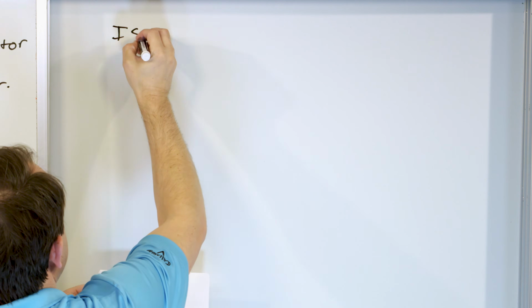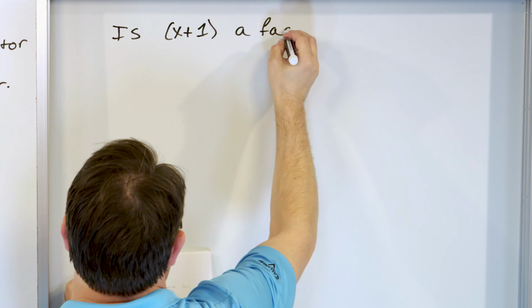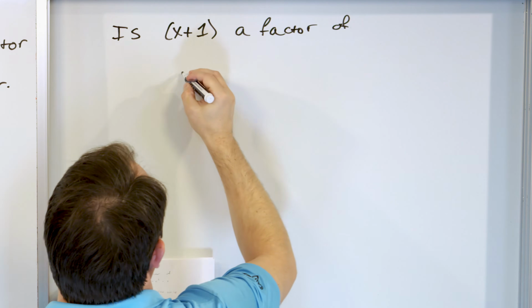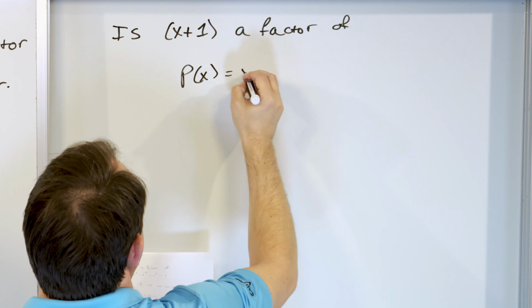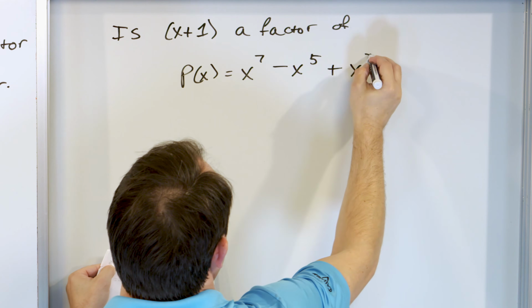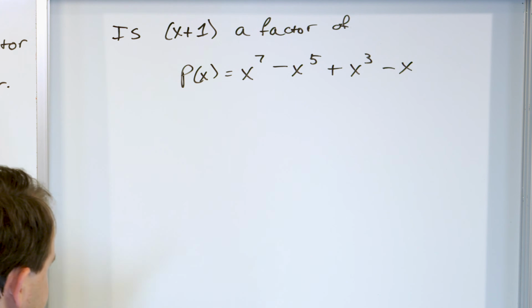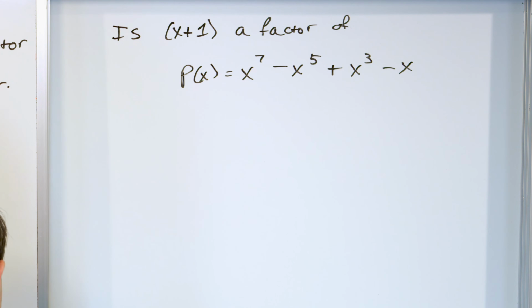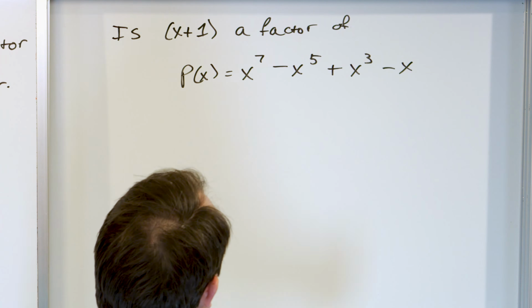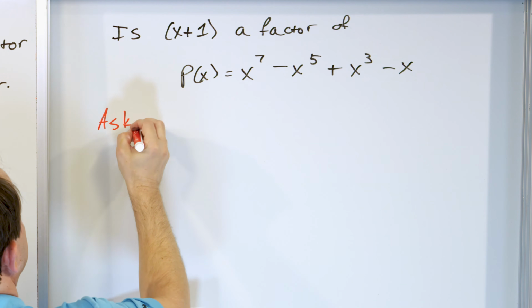But for our last problem of this lesson, to kind of wrap it all up, I want to ask you the question: is x plus 1 a factor of the polynomial x to the 7th power minus x to the 5th power plus x to the 3rd power minus x? So the question is, is x plus 1 a factor of this polynomial? Right? So half of the battle with this stuff is to figure out what it's saying. So what it's asking is the following.